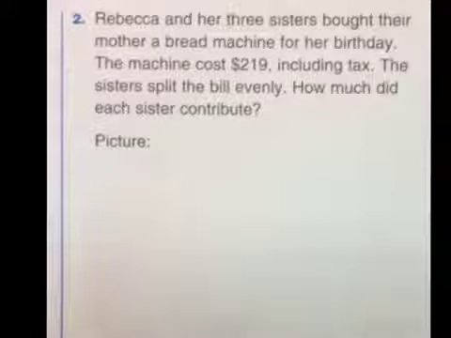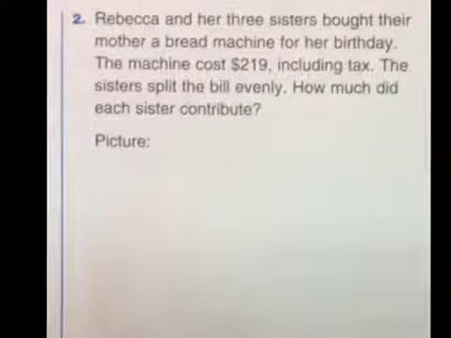Okay, number 2. Rebecca and her 3 sisters. So Rebecca's 1 person and her 3 sisters. That makes it 1 plus 3 is 4. Bought their mother a bread machine for her birthday. The machine cost $219, including tax. The sisters split the bill evenly. Okay, they split it evenly. How much did each sister contribute? Here's the question. How much did each contribute?